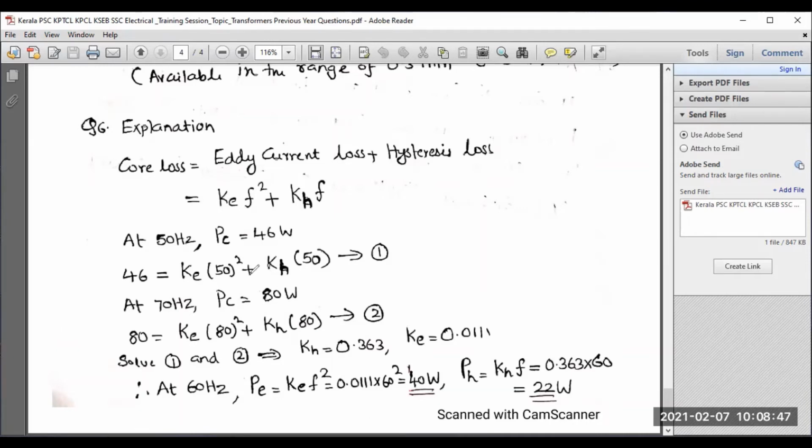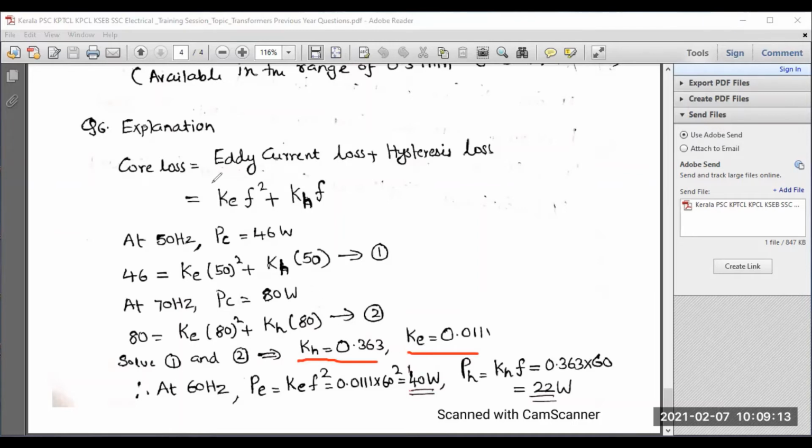So you need to solve two equations, two variables. You have to solve by any method. You can go for the matrix method, conventional method, trial and error, whatever it may be. Solve equations 1 and 2. If you solve, I'll be getting the hysteresis constant equal to 0.363 and the eddy current constant equal to 0.011. If you know these, what you can do?